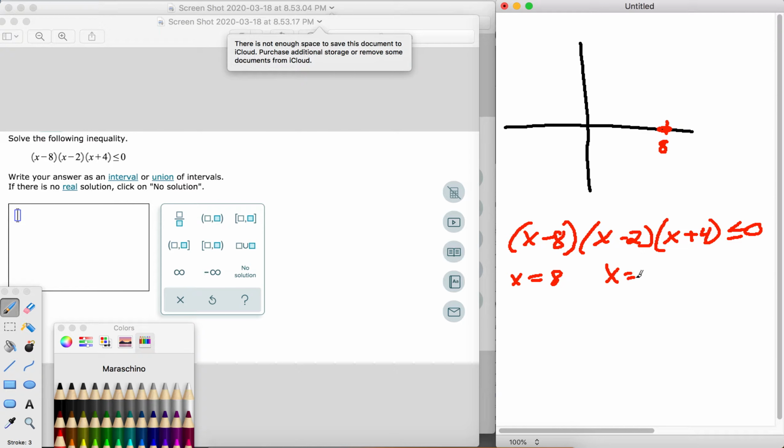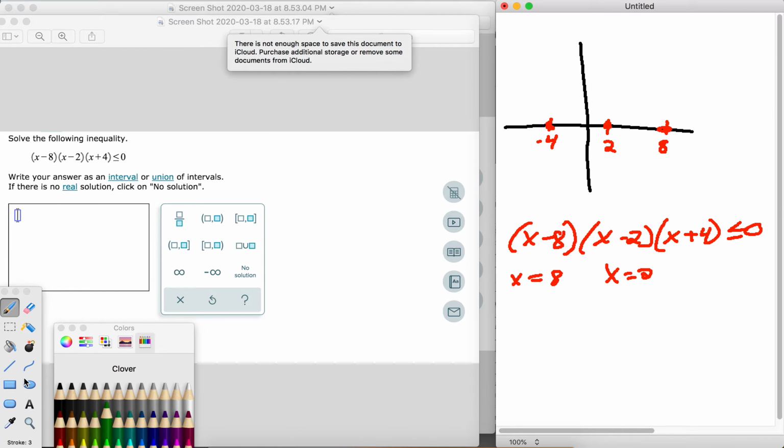So if x equals 2, 2 minus 2 makes 0, and then it starts that chain reaction where 0 distributes, makes everything else 0. So we know it's also going to cross the x-axis here. And you probably know this last one, negative 4, because negative 4 plus 4 makes 0. So now we've got to figure out what it's doing. Is it going from down to up, or is it going from up to down?